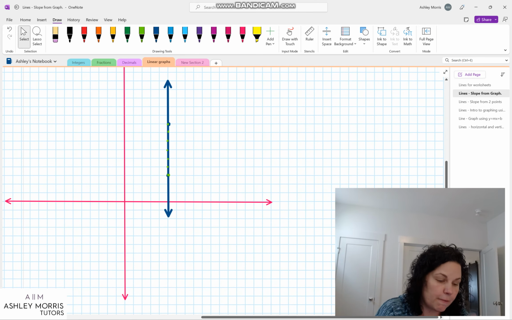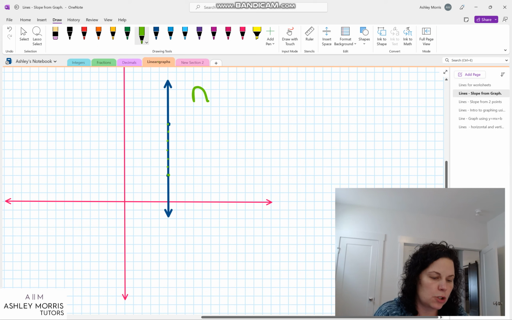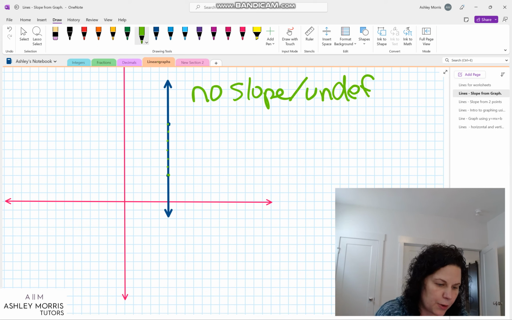Now what about this one? Vertical line. If you memorize it, just go for it. No slope, or you can say undefined. If we want to count, you can see I already put some dots on there to help us. We go up 1, 2, 3, 4, 5, 6, and we went over 0.